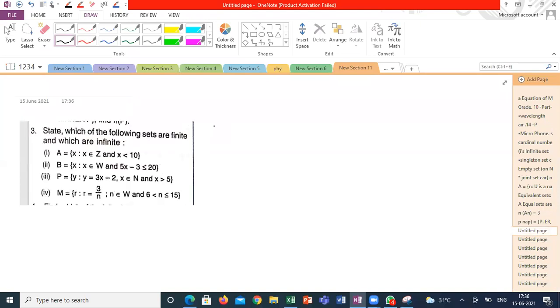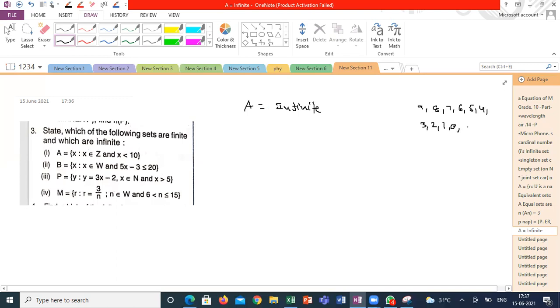Which are finite and infinite? First one is infinite, sir, because integers. X less than 10 means it will be 9, 8, 7, 6, 5, 4, 3, 2, 1, 0, -1, -2, -3, and so on, -100, and so on, -1000, up to -infinity. So it is infinite. Okay, sir. Look into the relation properly. The relations make us a little bit clear. We have to understand the relation.